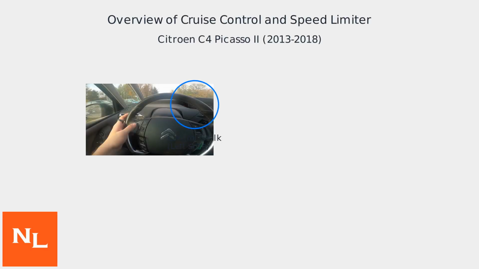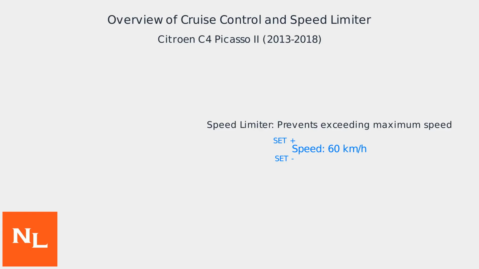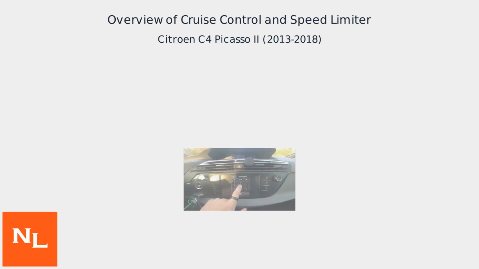The Citroën C4 Picasso II from 2013 to 2018 includes cruise control and speed limiter systems to help you maintain speed or limit your maximum speed. These features are controlled through a stalk located on the left side of the steering column. Cruise control maintains a constant speed you set, helping reduce fatigue on long drives. The speed limiter prevents you from exceeding a maximum speed you choose for safety and fuel efficiency. You'll see these controls on the dashboard interface as well.